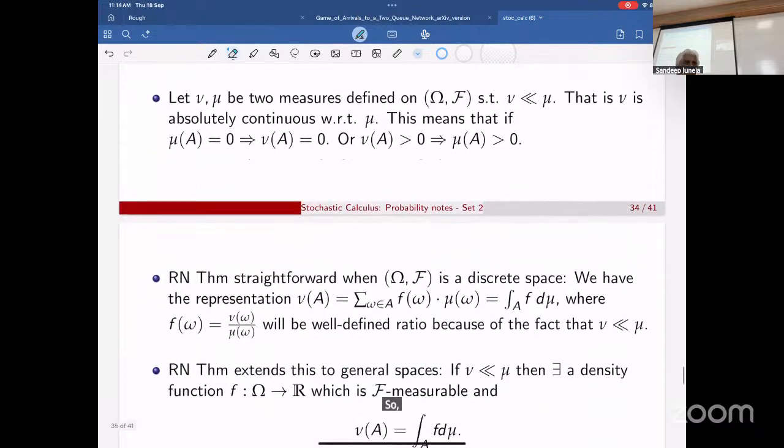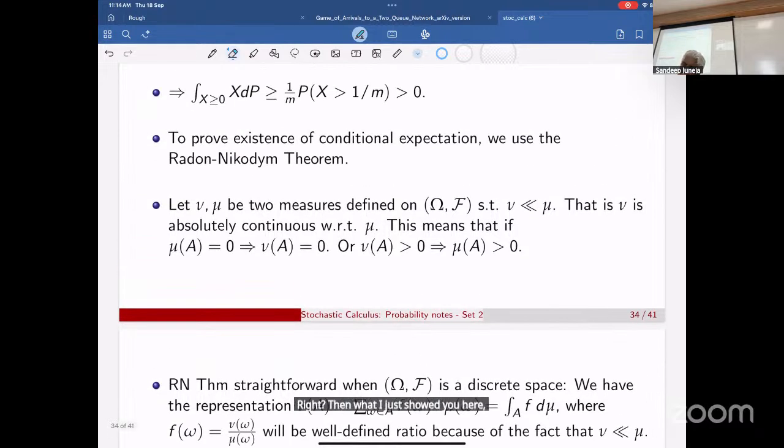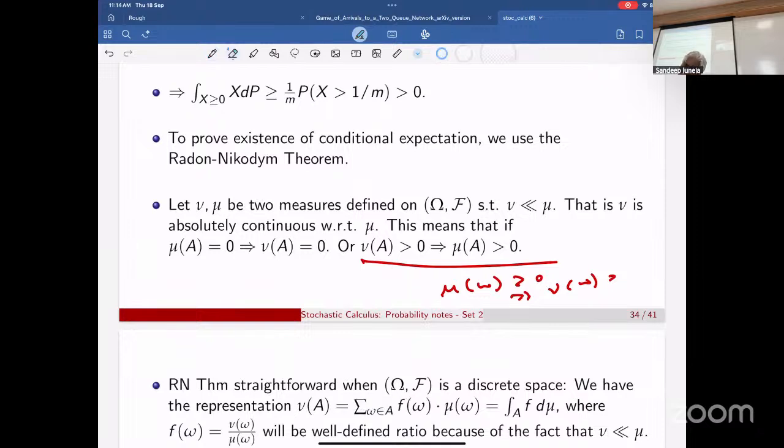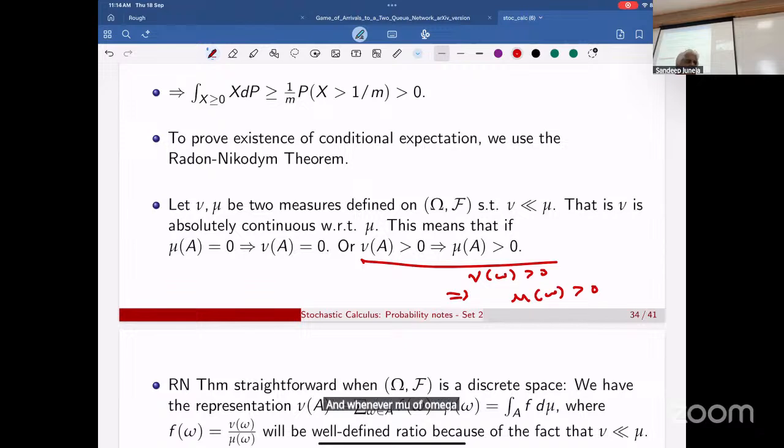The advantage is easy to see in a discrete setting. Let's assume Omega, F is a discrete space. Then what I just showed you, that nu of A being positive implies mu of A is positive, boils down to this: whenever nu of omega is greater than 0, mu of omega is greater than 0. And whenever mu of omega is 0, nu of omega had better be 0. That's what absolute continuity of nu with respect to mu means.